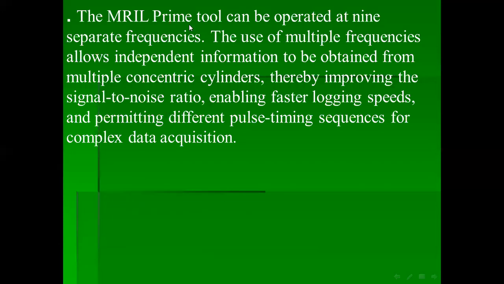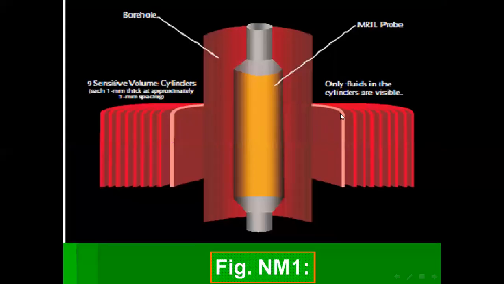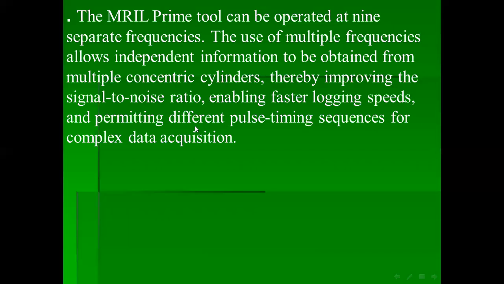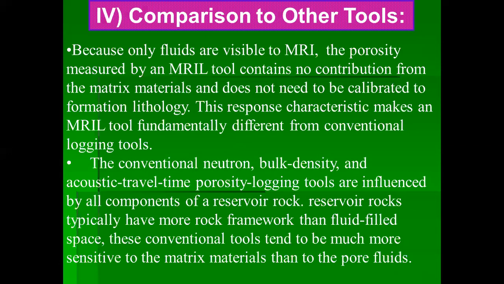The magnetic resonance induction logging tool can be operated for Halliburton. It operates at 9 separate frequencies. So we can cover 9 thin slices with different depths of investigation within the formation. And the use of multiple frequencies allows independent information to be obtained from multiple concentric cylinders, about 9 cylinders, improving the signal-to-noise ratio, enabling faster logging speeds and permitting different pass timing sequences for complex data acquisition.